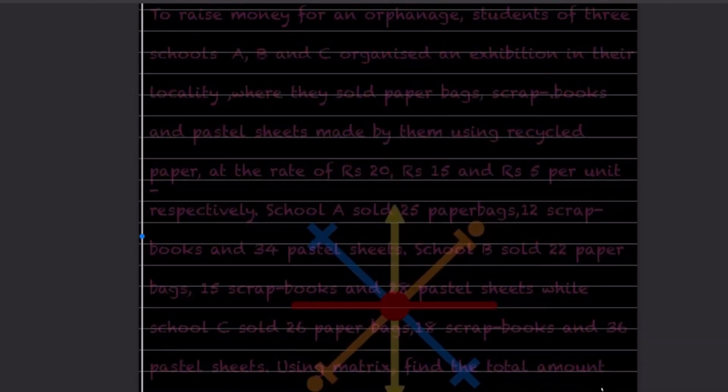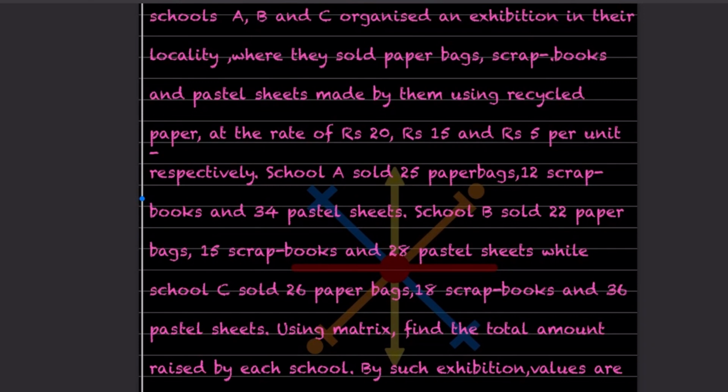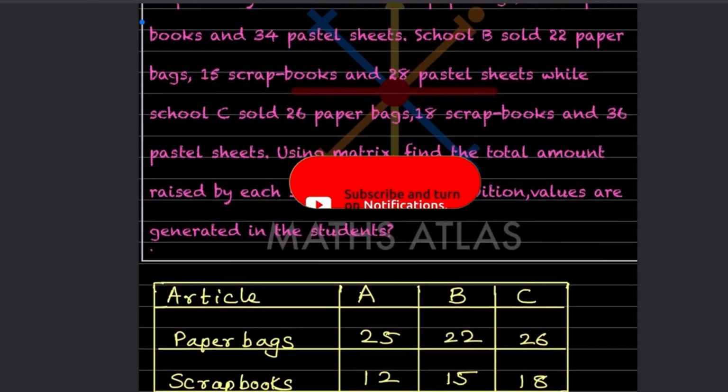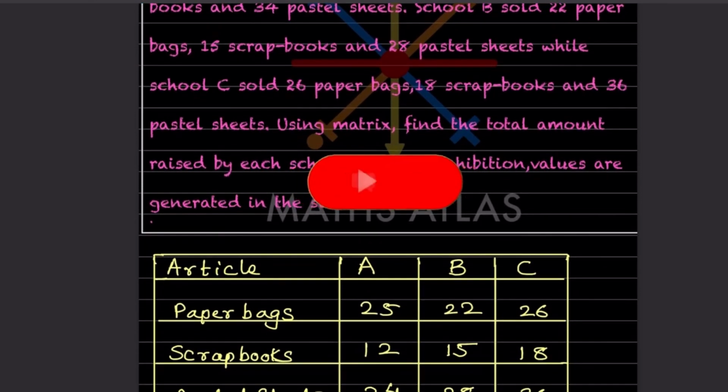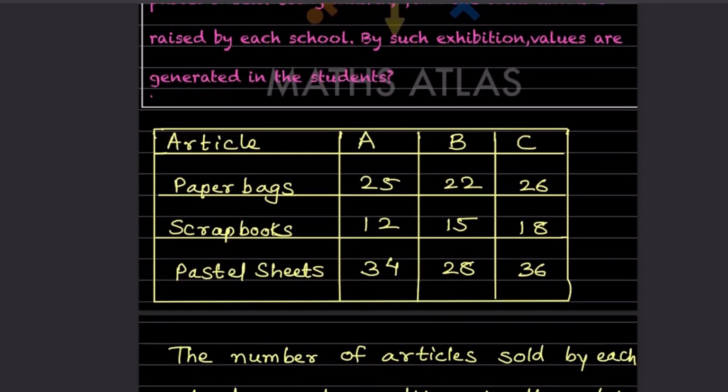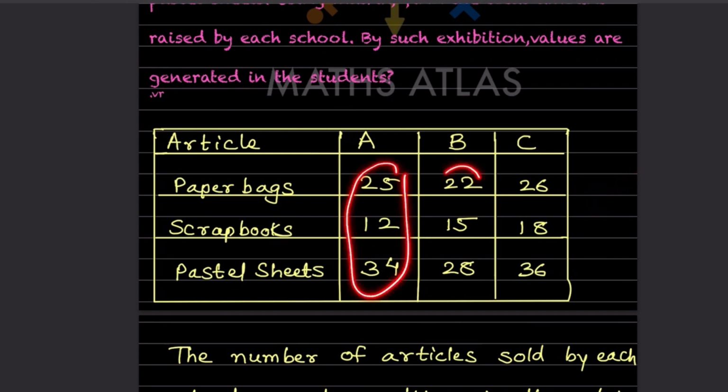sold 26 paper bags, 18 scrapbooks and 36 pastel sheets. Using matrix, find the total amount raised by each school by the exhibition. Values are generated here. This is the table given over here. So just look at this table. This is the table given. So here everything whatever is given in the question.